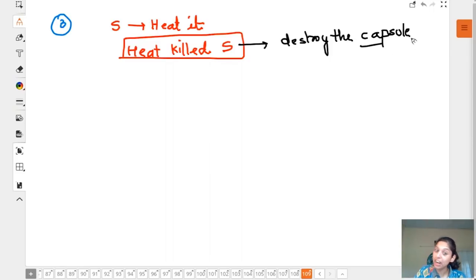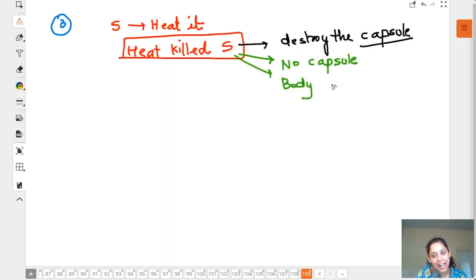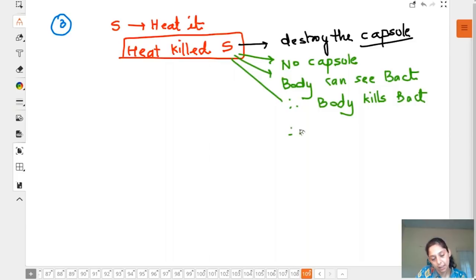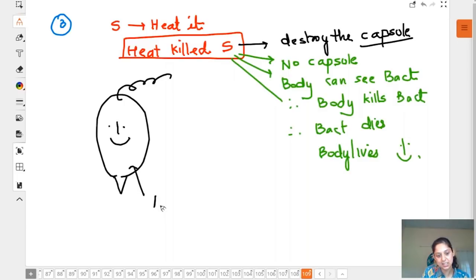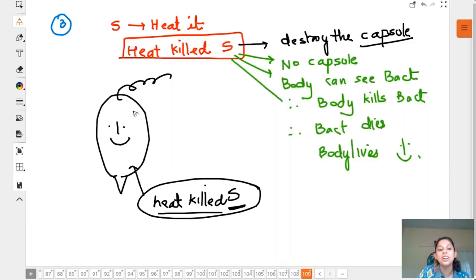So when you destroy the capsule, my dear children, now what happens? Come on. Yes, you're all answering. That's nice. Now, no capsule. Obviously. So the body can see bacteria. Therefore, body kills bacteria. And therefore, bacteria dies, but body lives. Simple. Is that clear? So you make a mouse again? You give it heat killed S. It's S, but it is heat killed. So this mouse will live.